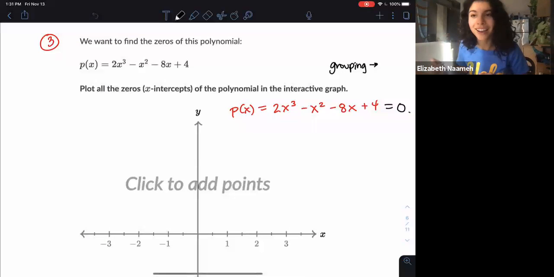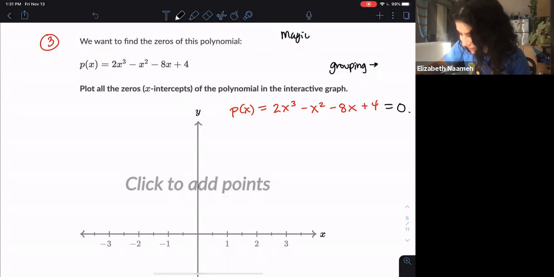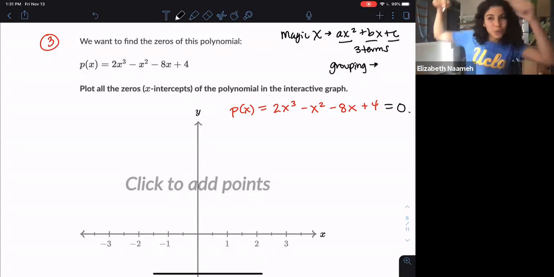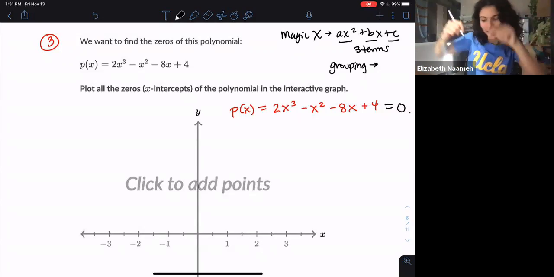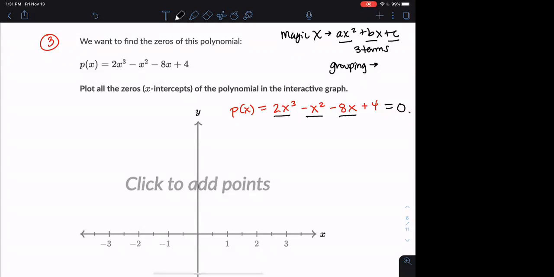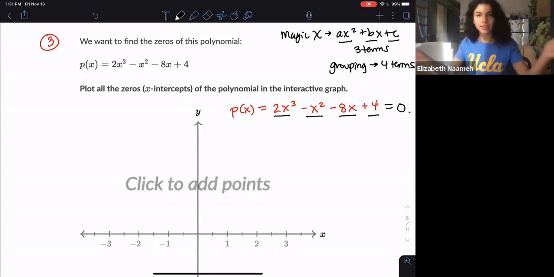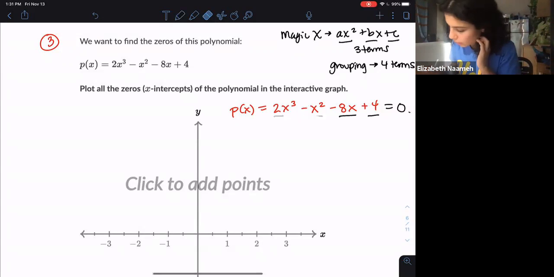Okay, here's why. Write this down in your notes somewhere because you don't want to forget it. Magic X only works for ax squared plus bx plus c. 1, 2, 3 terms. It only works for trinomials. How many terms do we have? 4 terms. And if you have 4 terms, you will use grouping. So that's how we figure out which one to use. If you have 4 terms, you're going to group. So let's group.